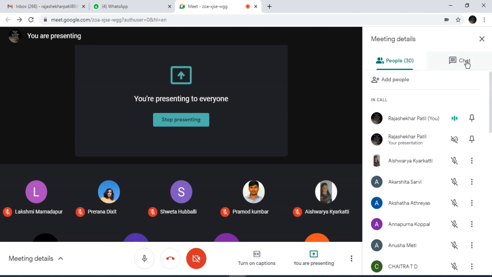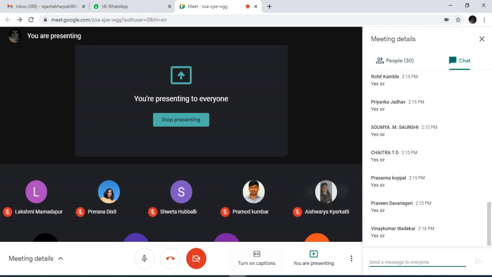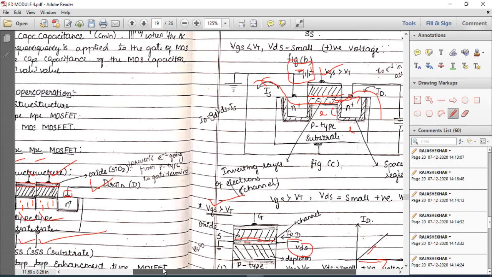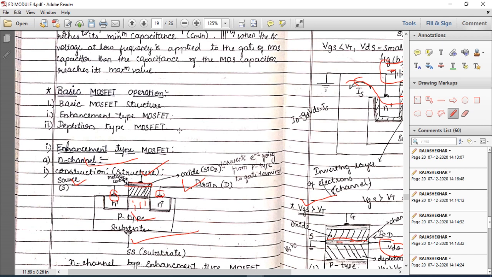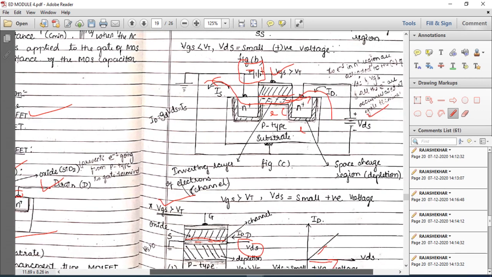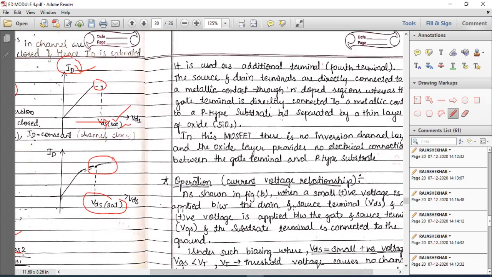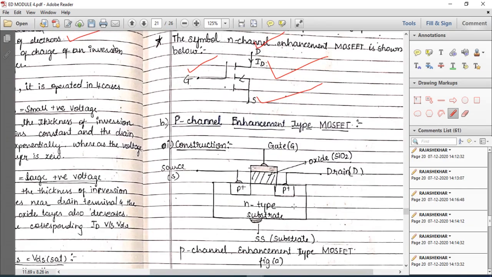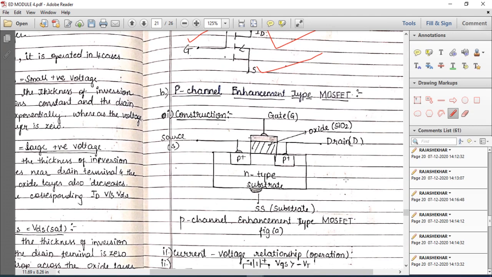So now I hope it is clear for everyone. This is about the N channel enhancement type MOSFET. The same thing you have to do for the P channel enhancement type MOSFET. Here everything is given. I hope you go through this. This is the P channel enhancement type MOSFET.